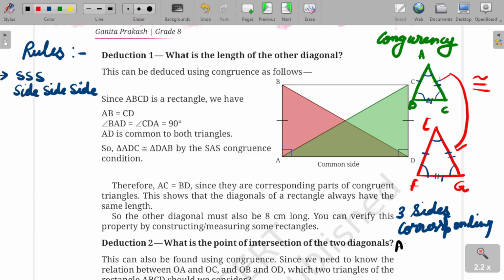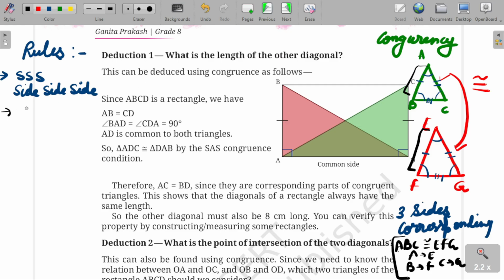See, ABC will be congruent to EFG only when A corresponds to E, B to F, and C to G. It should be typical to them, and similarly it should be typical for the sides as well. If you are taking this side, you will also take the corresponding one here. You can't say AB is equal to EG. That's why. This is the first rule.